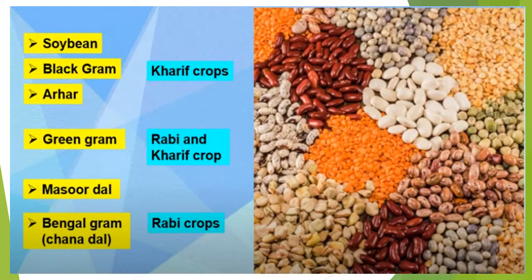Students, let us find out which of these pulses grow in kharif and which are grown in rabi season. Soya bean, black gram and arhar, these three pulses grow in kharif season and are kharif crops. Masoor dal and Bengal gram, that is chana dal, these two pulses grow in rabi season. So they are rabi crops. But green gram is the only pulse which can be grown in both the seasons, that is rabi and kharif.